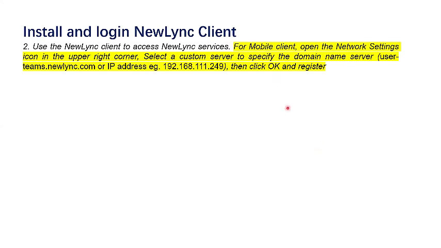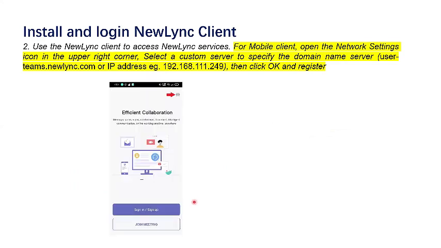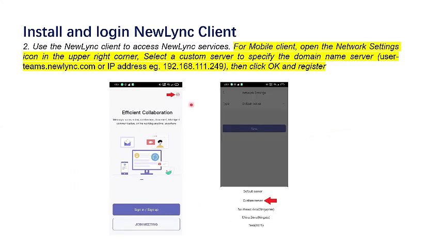For mobile client, make sure that you go to the network settings here and select the custom server that you have specified before. If you have a custom server, because you have a LAN deployment, right? So you have to select the custom server, and use the correct domain name or the IP address that you have set. And you need to click and register that one.